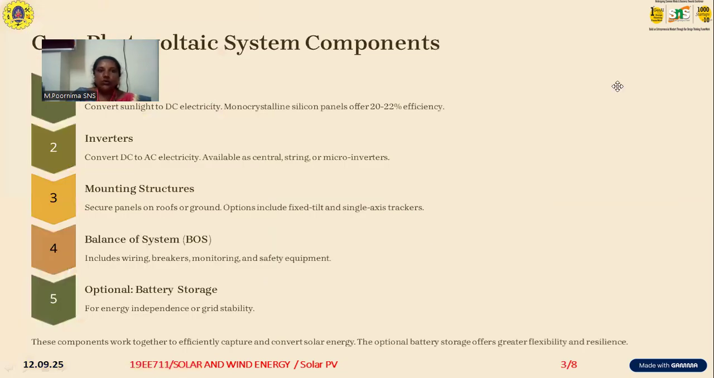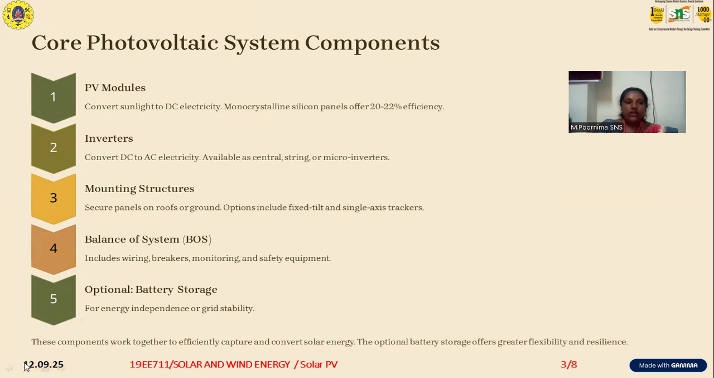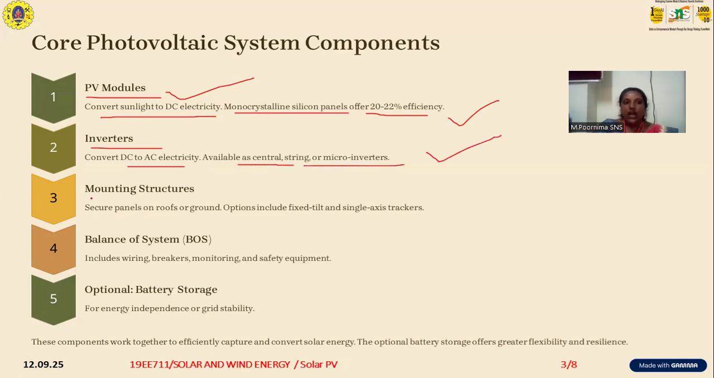Now coming to the core photovoltaic system components, we have PV modules, which convert sunlight to DC electricity. Monocrystalline silicon panels offer 20 to 30% efficiency. Next is the inverter, which converts DC to AC electricity and is available as central, string or micro inverters. Then mounting structures. What are the mounting structures? They secure panels on roof or ground, and include fixed tilt or single axis trackers.